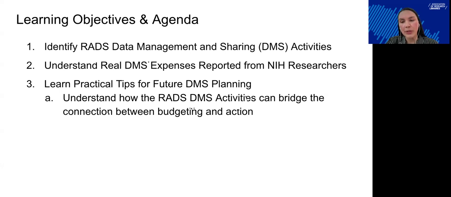Hopefully this list will help you and your researchers articulate activities that are often overlooked when budgeting for DMS in grants. The second goal for today is to understand real DMS expenses from NIH researchers. This includes recognizing why some researchers budget $0 for DMS under the new NIH policy, and also examining detailed DMS costs from real grants based on award size and the number of activities. This information is pulled from our project team's data sharing expense report released earlier this year, and Alicia is also putting a link to that report in the chat.